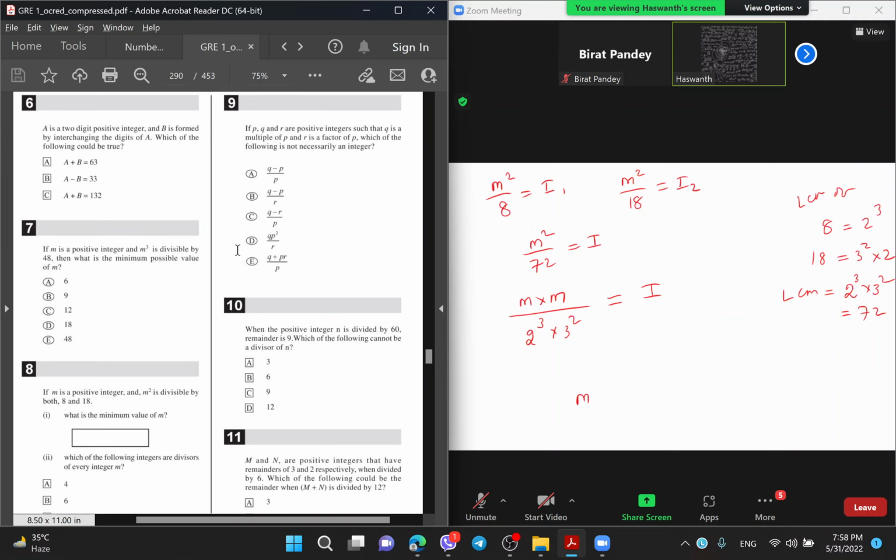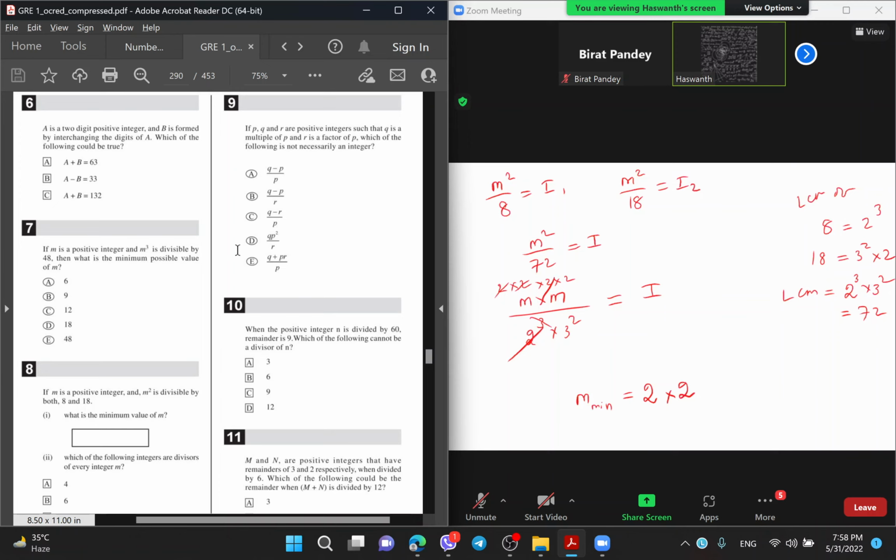So first you have to cancel the 3 twos in the denominator. To cancel these 2's, first m should have at least one 2 in it. One 2 is definitely required. Then m square will have 2 twos, and those 2 twos get cancelled. But there are 3 twos in the denominator, so one more 2 is left. To cancel that, m should have one more 2 in it. Then m square will have 2 more 2's. If m has 2 twos, m square will have 4 twos, so the 3 twos are done.